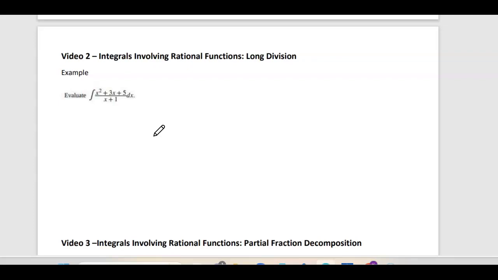You can use synthetic as well. Just make sure you use the 0, so you'd use -1. But I'm going to go ahead and use long division. And also long division always works where synthetic division only works when you have integer zeros in the denominator. So there's that. Okay. x times x gets me x squared.